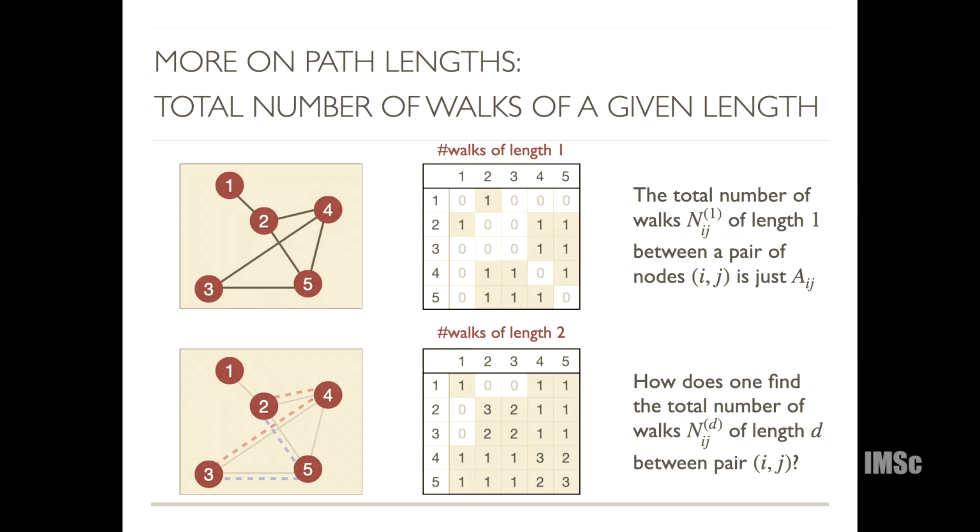But for a network which is very small like this, one can easily do this. But in general, even if it's small, it starts to become a bit tricky once you have a large number of walks. So the question is, how does one find the total number of walks of some length d between every pair of nodes in the network? Is there some sort of simple way of doing this?